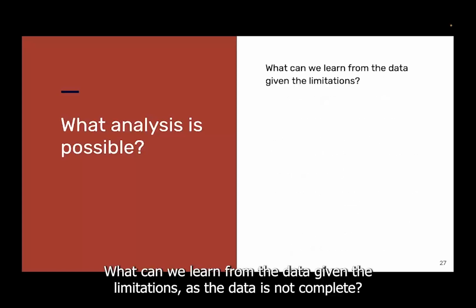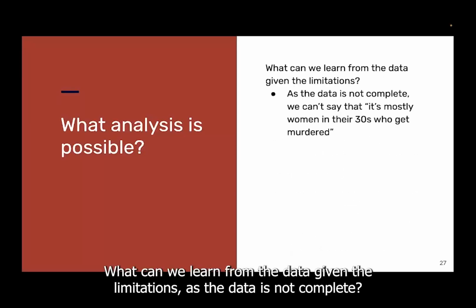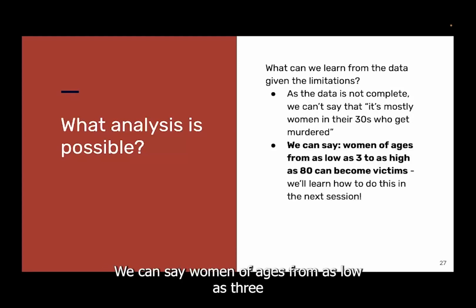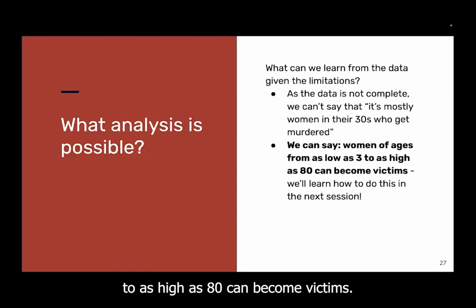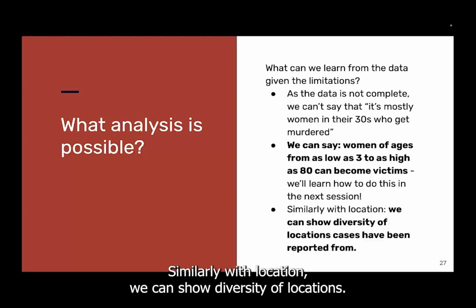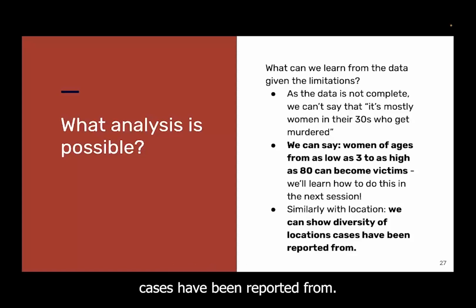What can we learn from the data given the limitations? As the data is not complete, we can't say that it is mostly women in their 30s who get murdered. We can say women of ages from as low as 3 to as high as 80 can become victims. We'll learn how to do this in the next session. Similarly, with location, we can show the diversity of locations cases have been reported from.